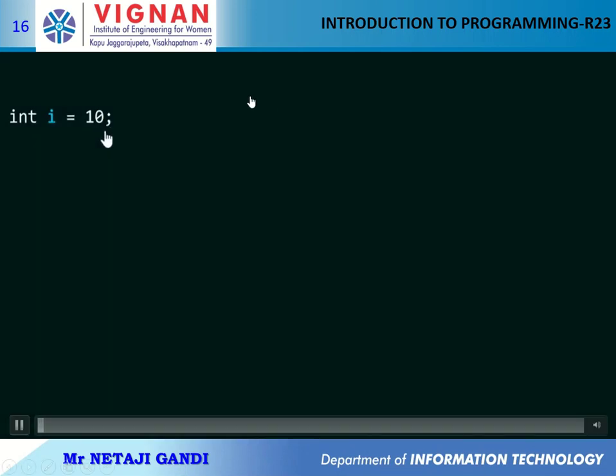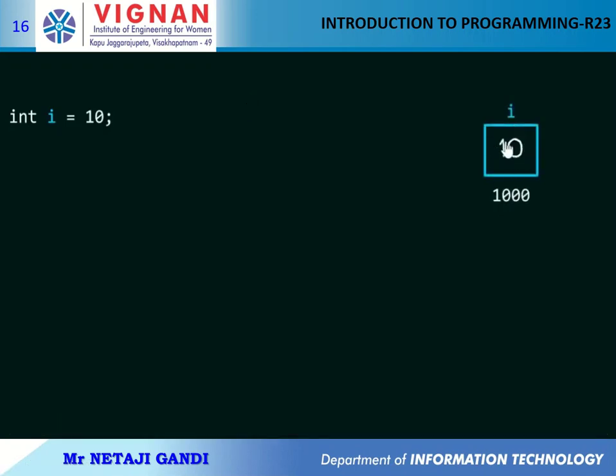With value 10, and here is the pictorial representation of this variable i, which is initialized with value 10, and the address of this variable is 1000. Apart from this, we have these two pointers p and q, which are pointing to objects of the same data type, int, and here is the representation of these two pointers p and q.